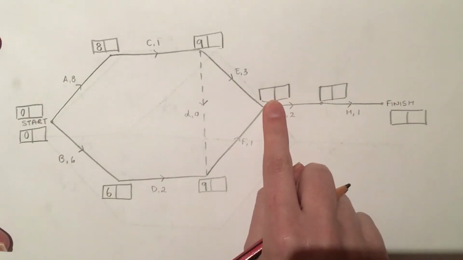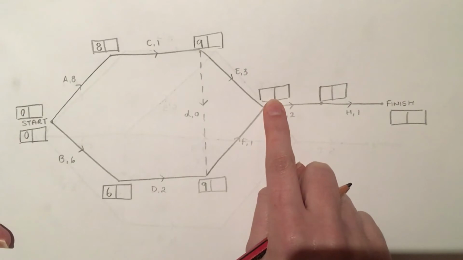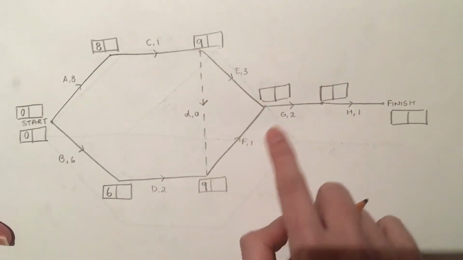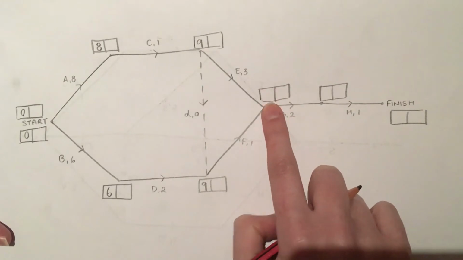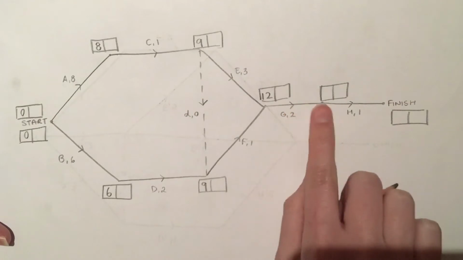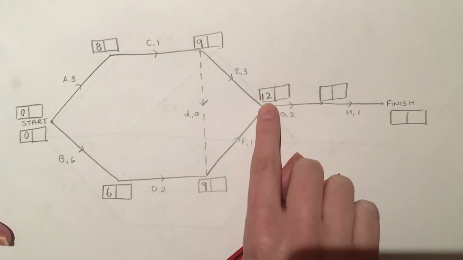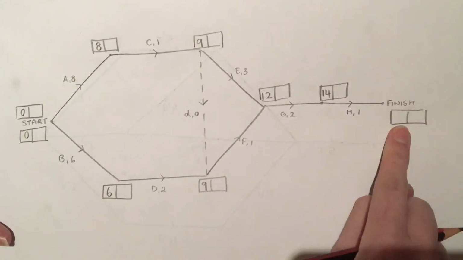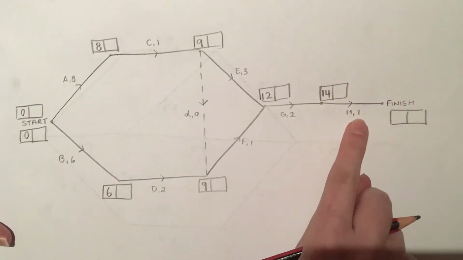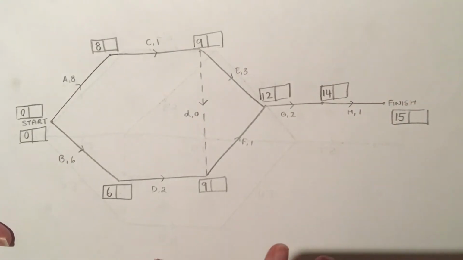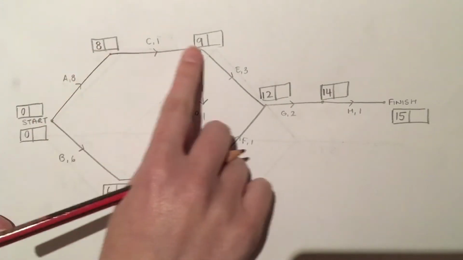Then to get to this box here, there are 2 different ways that I can do that. I can go 9 and 3 makes 12, or I can go 9 and 1 makes 10. So I'm going to take the biggest one, which is 12. And then to get to this point here, I can only go one way. It's 12 and 2 makes 14. And then to get to my finishing box, I go 14 and 1 is 15. So that's your forward scanning done. You've found all of your earliest start times for each job and they're in the left-hand side of each box.